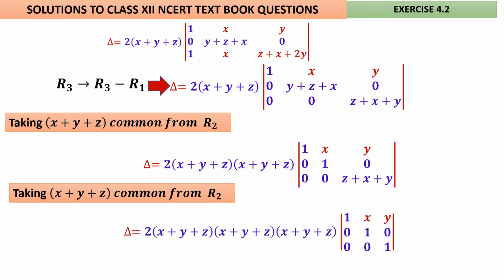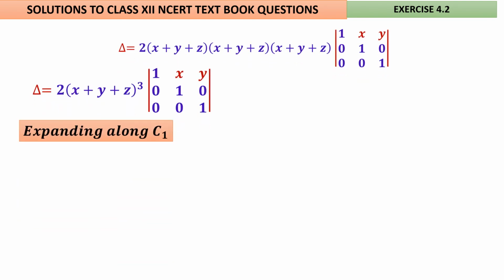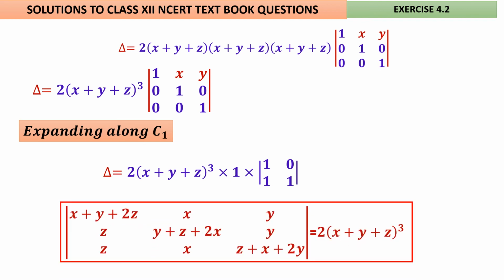Now I got 2 times (x plus y plus z) multiplied by the same, and I got a very simple determinant. Now expand the determinant with respect to either column 1 or row 3, whatever it may be. I am expanding with respect to C1: 2 times 1 multiplied by the 2 cross 2 determinant obtained, 1 0 0 1. Therefore that is nothing but 1. So you got 2 times (x plus y plus z) the whole cube.